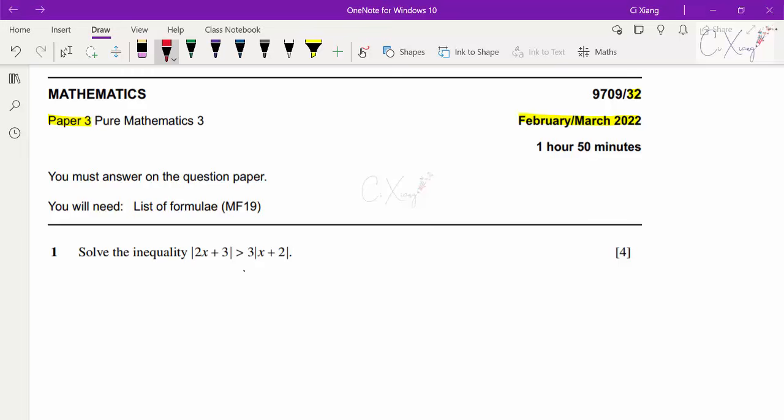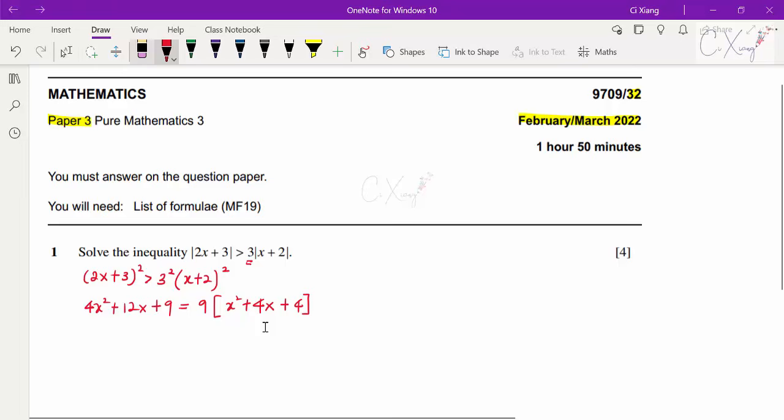All right, so for this question, both sides also have modulus. Therefore, we are going to square both sides. So we are having (2x + 3) squared greater than, don't forget, you also have to square the 3, because we are going to square the whole inequality. Therefore, we are having 4x squared plus 12x plus 9, and then x squared plus 4x plus 4.